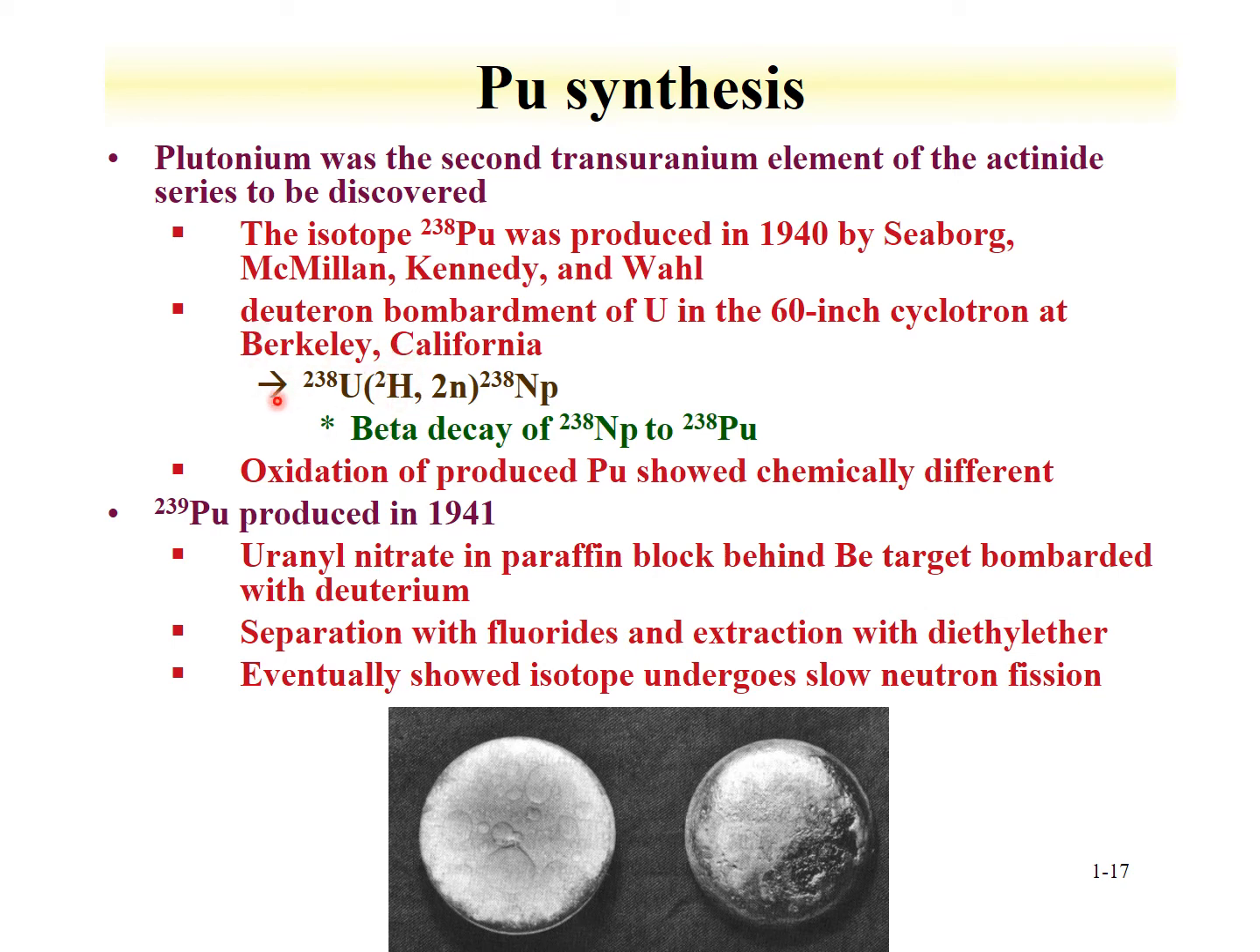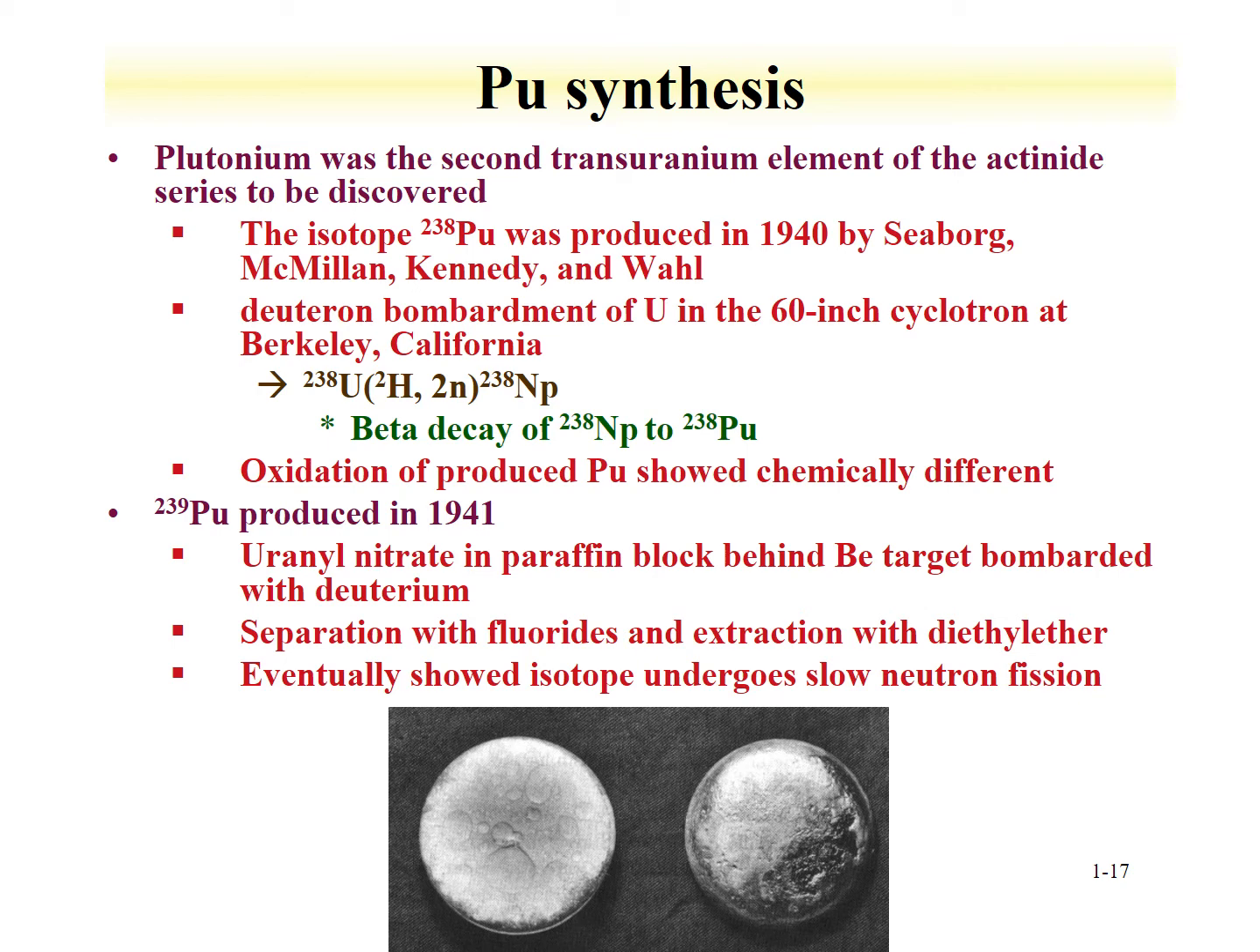The reaction was they took a target of uranium-238, hit it with deuterium. 2 neutrons came out. They made this Neptunium-238. That Neptunium-238 beta decayed to plutonium-238. The oxidation of the produced plutonium showed that it was different than the chemistry of the uranium. They identified the differences in the chemistry of the element.